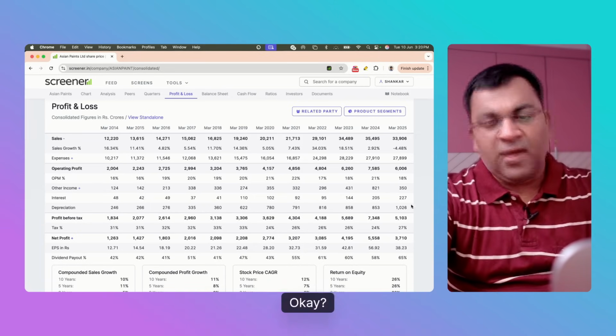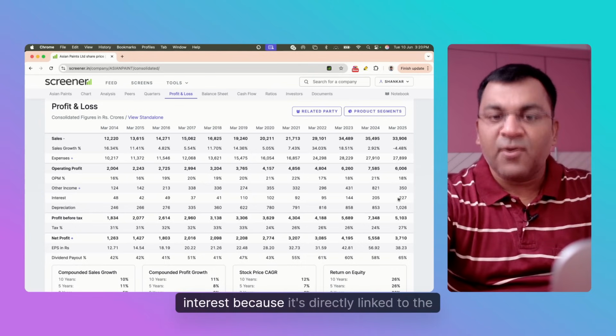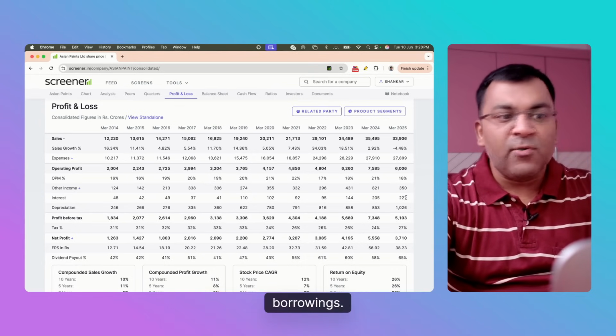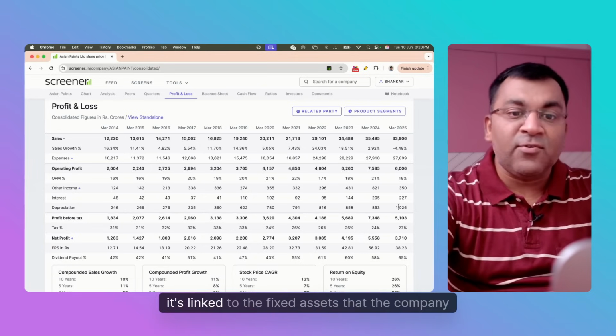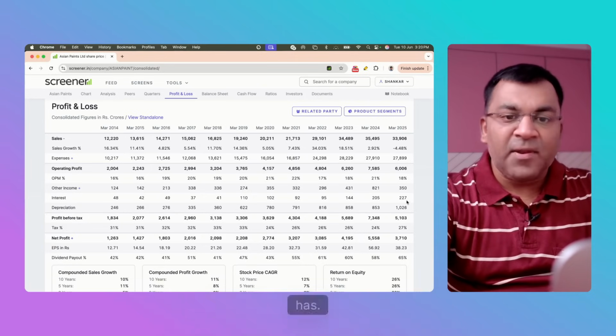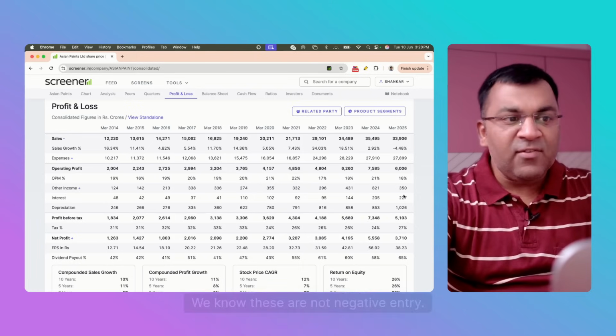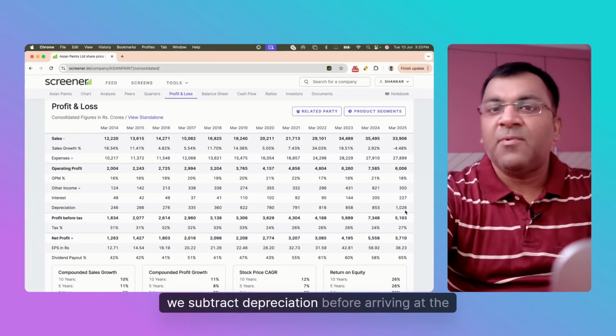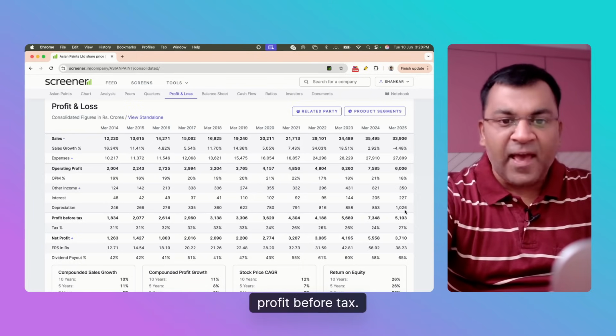But if I stay within the financials, I think one part which generally gets missed out is this one in the middle. We do understand interest because it's directly linked to the borrowings. We understand depreciation, it's linked to the fixed assets that the company has. We know these are negative entries, so we subtract interest, we subtract depreciation before arriving at the profit before tax.